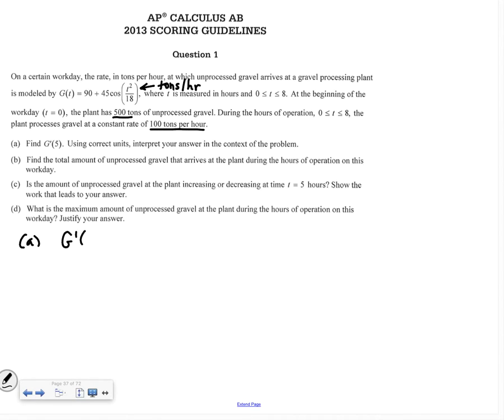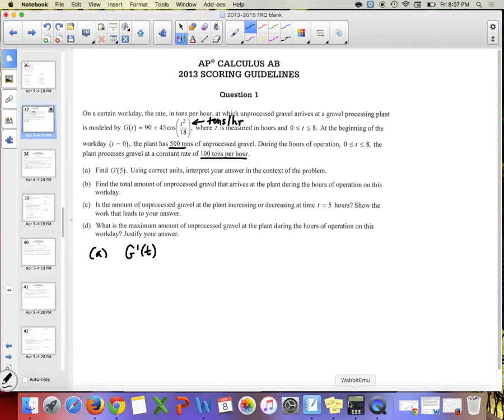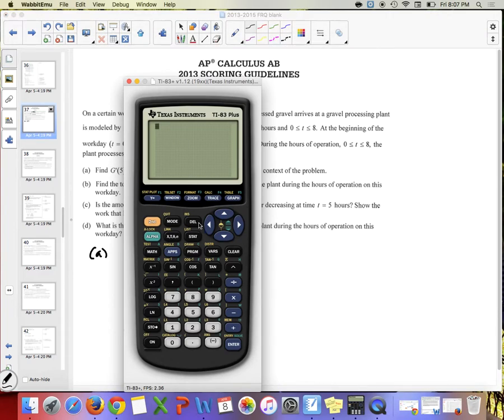So if I have g prime of 5, I first need to take the derivative of g and then plug in 5. You can take the derivative by hand, but question numbers 1 and 2 are calculator problems. So I've already put the g function into my calculator, under y1, as you can see. Y2 is for the next problem, so I won't worry about it for now. We're going to do second quit.